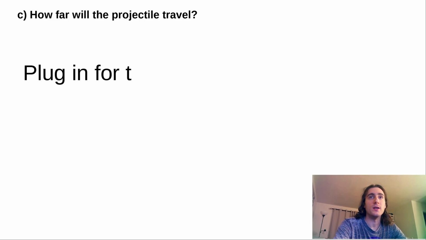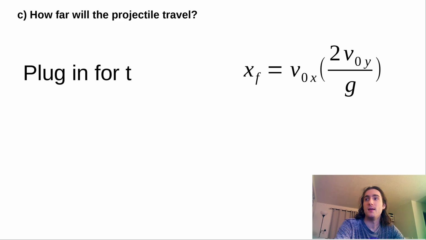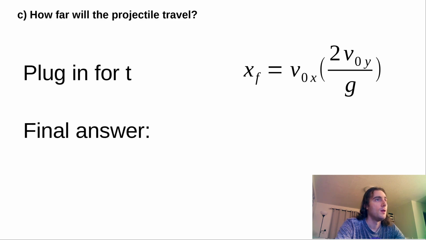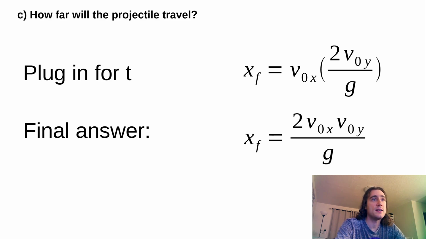Now what we need to do is plug in for t. Remember, we computed the time of flight in the previous part. Well, now we simply plug in that time of flight into our x equation. This is simple enough because our x equation is simple. And so for our final answer, just reorganizing these terms, what we see is that the final x position is twice the x initial velocity times the y initial velocity divided by g.